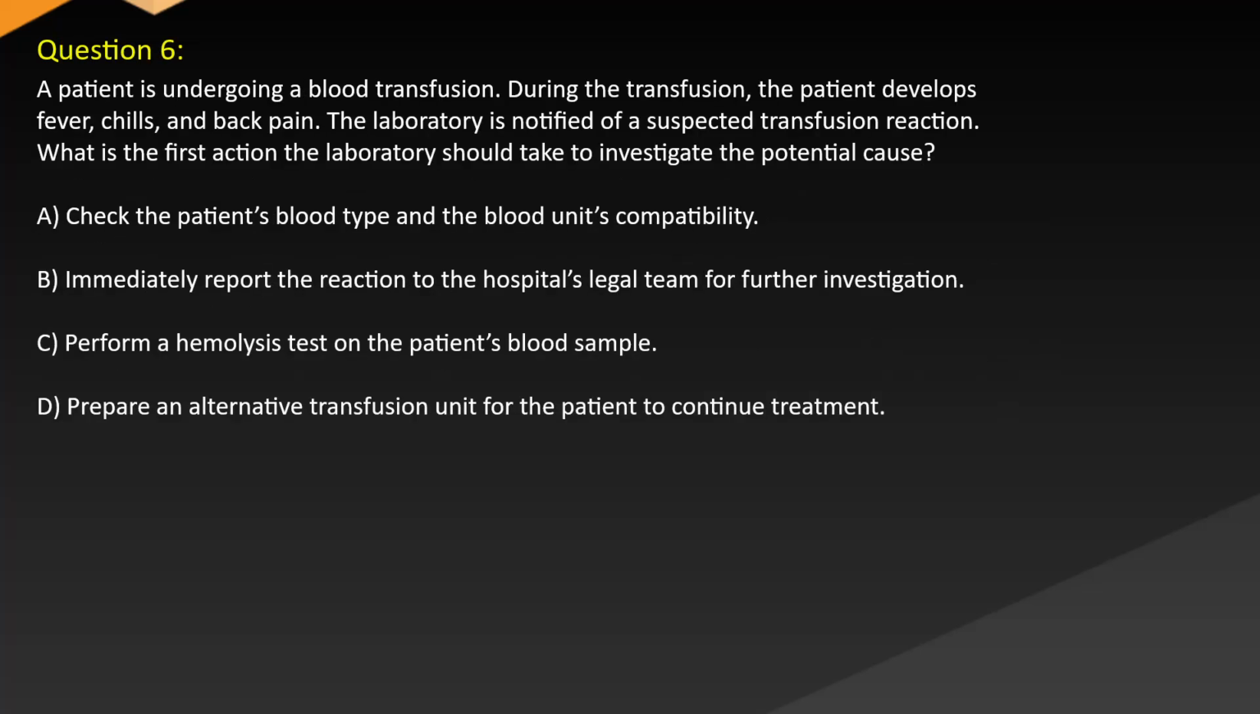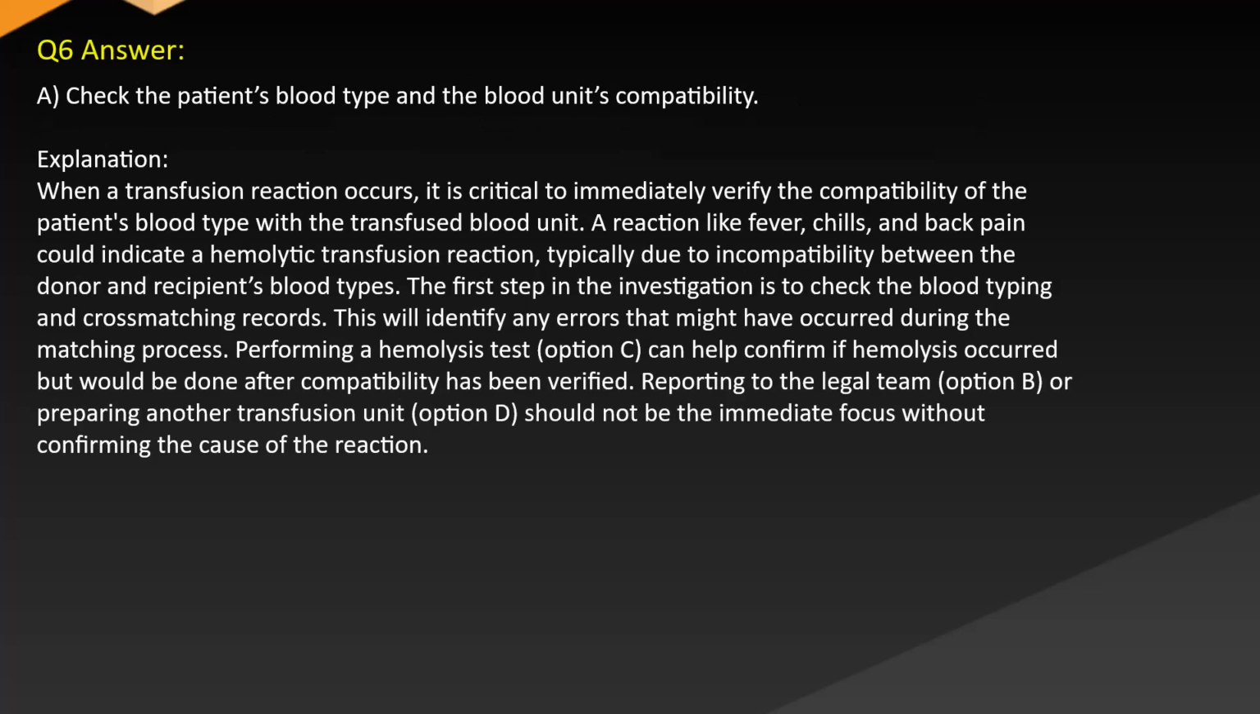During the transfusion, the patient develops fever, chills, and back pain. The laboratory is notified of a suspected transfusion reaction. What is the first action the laboratory should take to investigate the potential cause? A. Check the patient's blood type and the blood unit's compatibility. B. Immediately report the reaction to the hospital's legal team for further investigation. C. Perform a hemolysis test on the patient's blood sample. D. Prepare an alternative transfusion unit for the patient to continue treatment. Answer. A. Check the patient's blood type and the blood unit's compatibility.